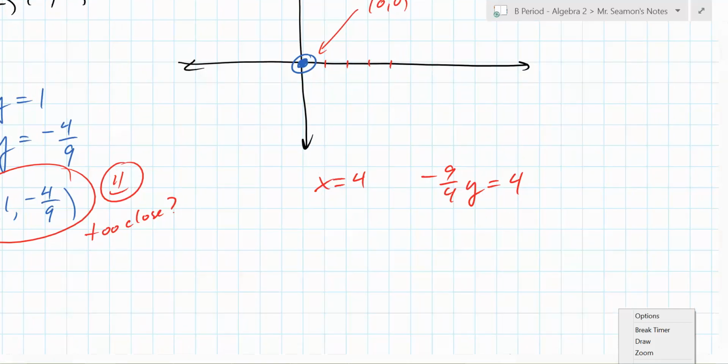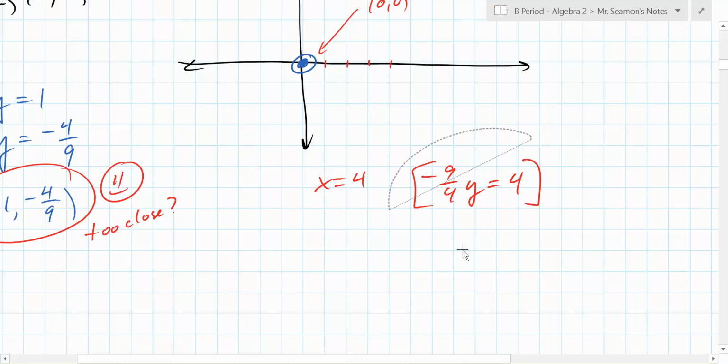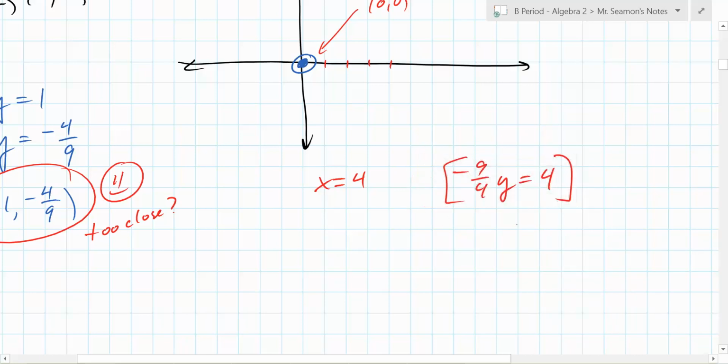How do we isolate y? What do we do? There's an easier thing to do. You could divide by it. You could also multiply by negative 4/9. So you end up with y is equal to 4 times negative 4/9. Well, what's that equal to? Negative 16/9? Sure.